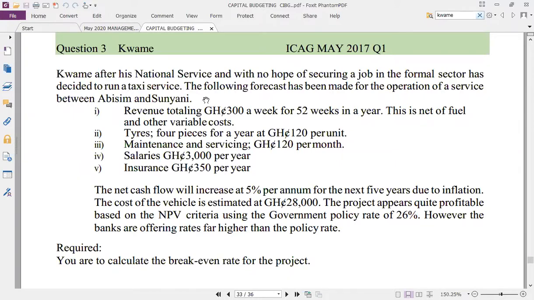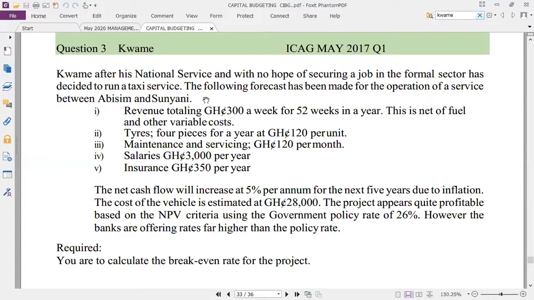Kwame, after his national service and with no hope of securing a job in the formal sector, has decided to run a taxi service. The following forecast has been made for the operation of a service between Abuakwa and Sunyani. Item number one, revenue totaling 300 a week for 52 weeks in a year. This is net of fuel and other variable costs.